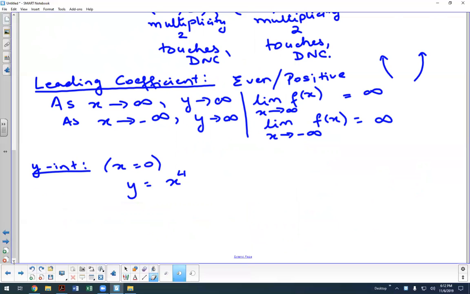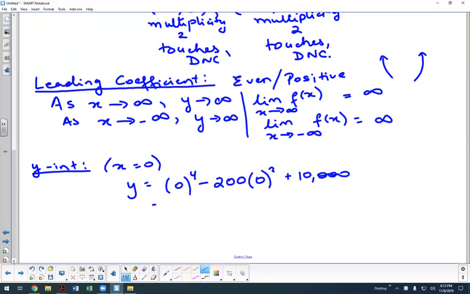Oh, we're making the x 0. So 0 to the 4th minus 200 times 0 to the 2nd plus 10,000. Yeah, your y-intercept is going to be at 10,000. So that's the ordered pair 0, 10,000, which will be really fun to draw. Yeah, we're going to have to get creative with our graph.